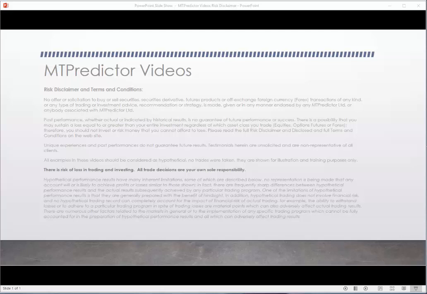In today's MTPredictor video, I'd like to have another look at a Forex example on the Euro US dollar to do with multi-time frame analysis.